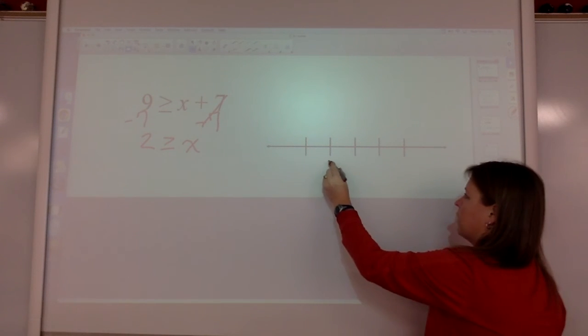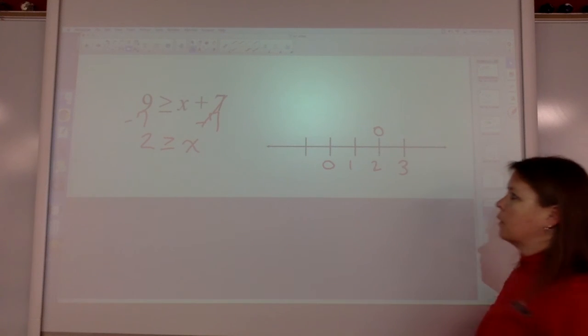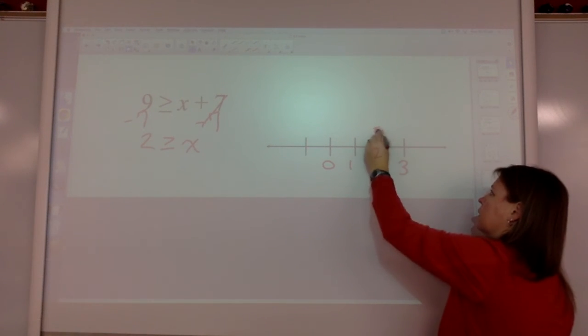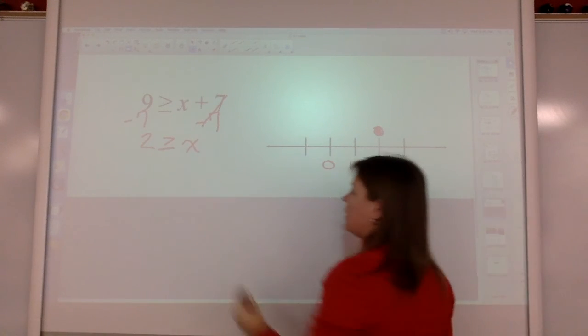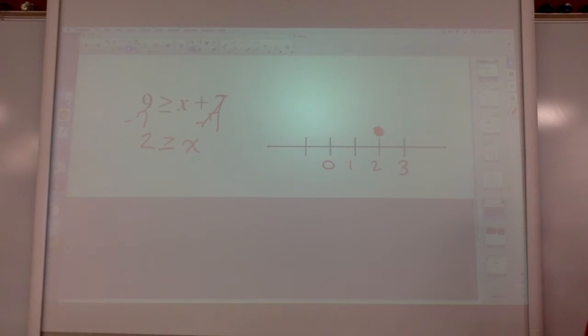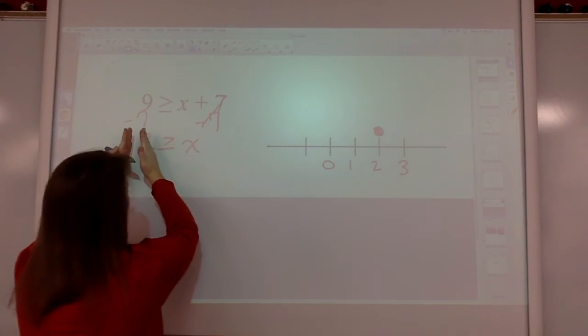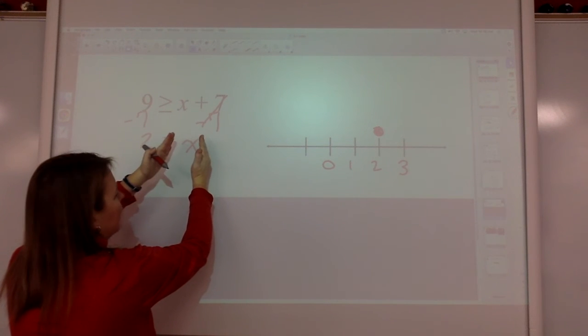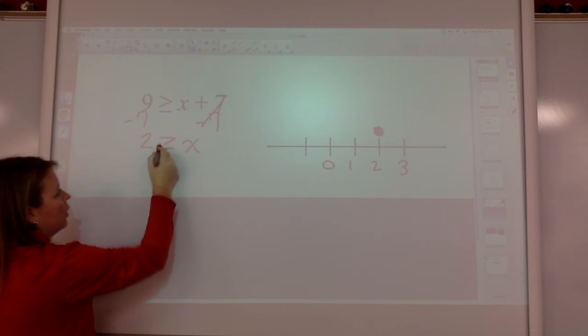So you know you're going to have an open circle over the number 2. Nope, closed circle. Always double check. Closed circle over the number 2. The problem is our inequality is written in the wrong order. These arrows are not going to match. If 2 is bigger than all number x's, then we want all of our x's to be smaller than 2.